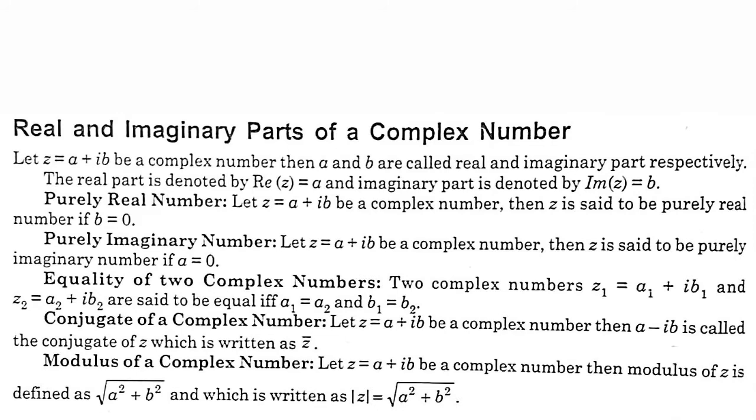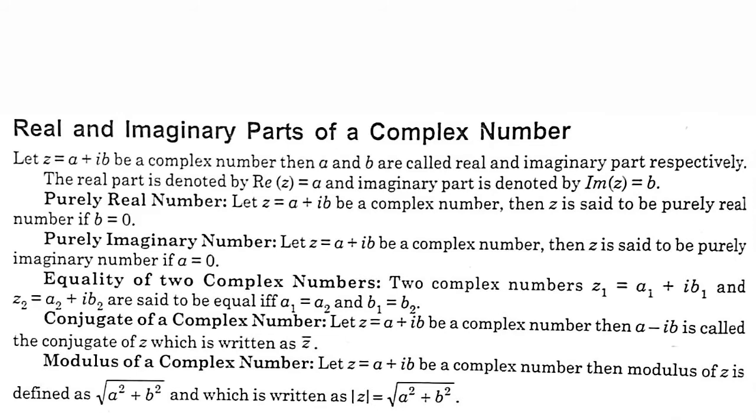Equality of two complex numbers. z1 equals a1 plus ib1 and z2 equals a2 plus ib2 are said to be equal if and only if the real parts are equal and the imaginary parts are equal. Conjugate of complex number. Let z is equal to a plus ib be a complex number, then a minus ib is called the conjugate of z, which is written as z bar.